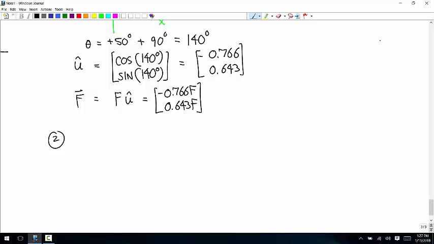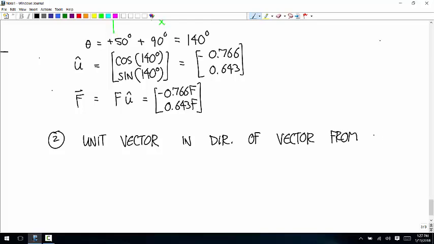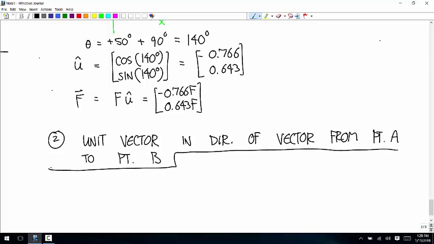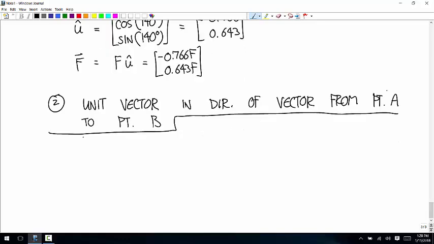So the second approach is a unit vector in the direction of a vector from point A to point B. Well, we know that a vector going from the point A to the point B is B minus A.